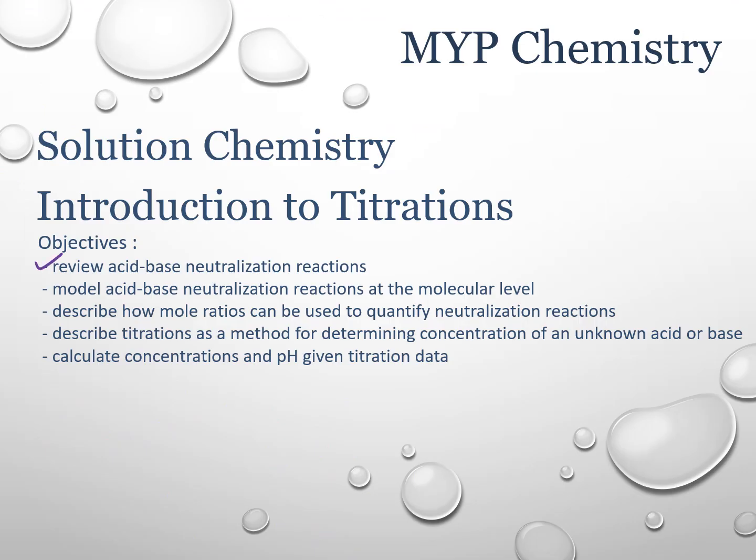We reviewed acid-base neutralization reactions. We talked about how those happen at a molecular level. The hydrogen from the acid, the hydroxide from the base find each other and make water. We described how we can use those mole ratios to quantify neutralization reactions. If I have 6 moles of hydrogen ions and 6 moles of hydroxides and they squish together to make 6 moles of water, then I have quantified with some mole ratios. We described how we can use titrations to determine the concentration of unknown acids or bases, and then we did exactly that with some calculations. Good work today.